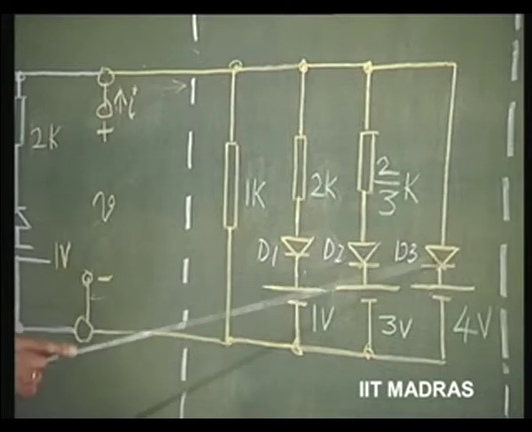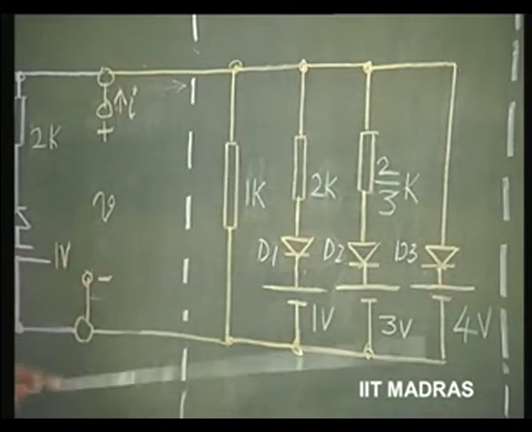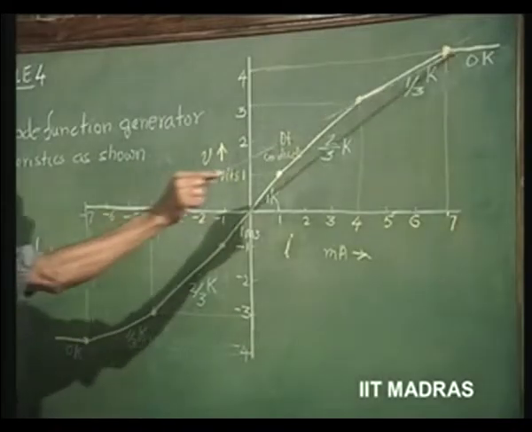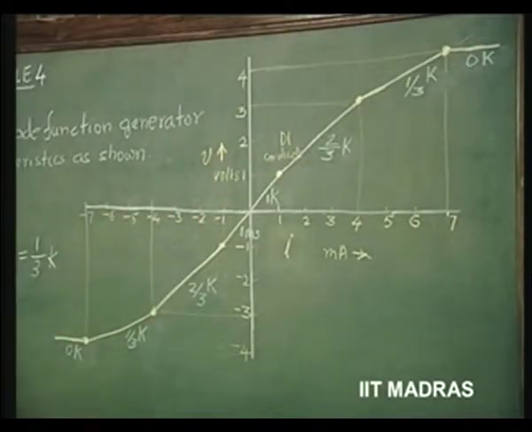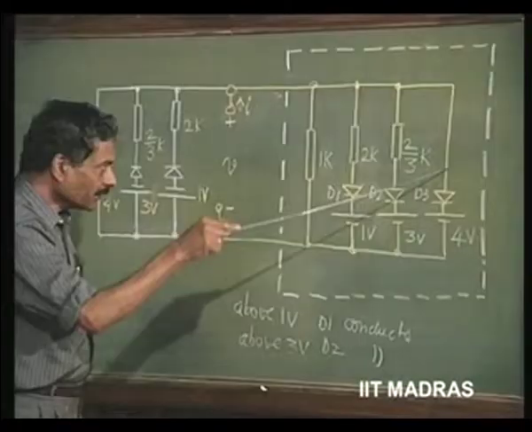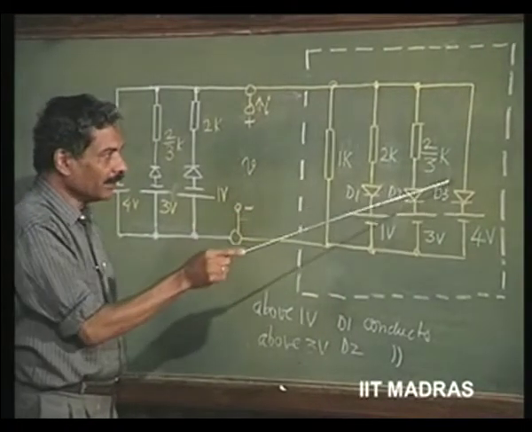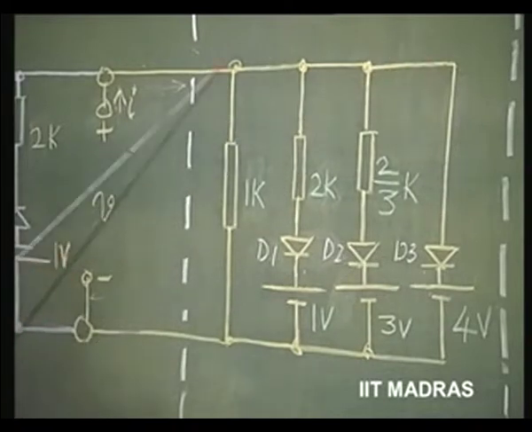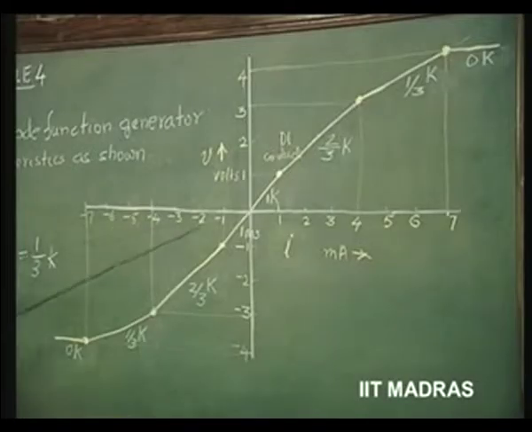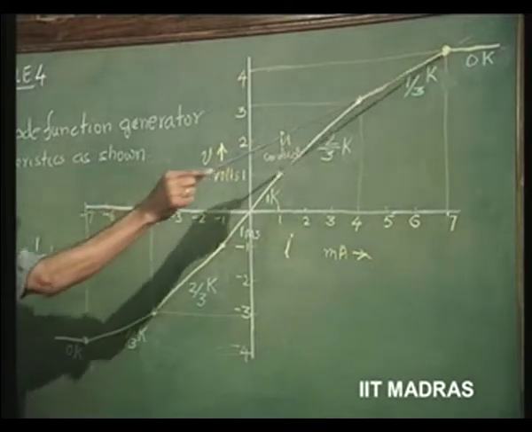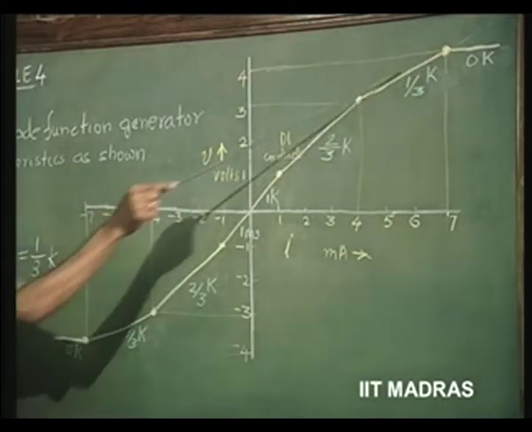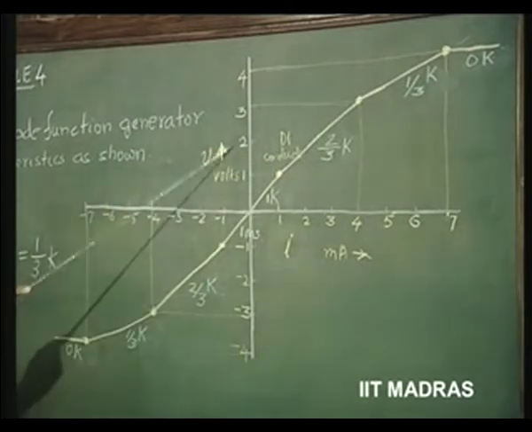This diode conducts, and it shorts the entire thing. So, the slope becomes equal to 0 k. So, we know that we should bring in a short circuit after this voltage reaches 4 volts. So, we have now this entire combination giving a nonlinear characteristic of this type for V greater than 0.